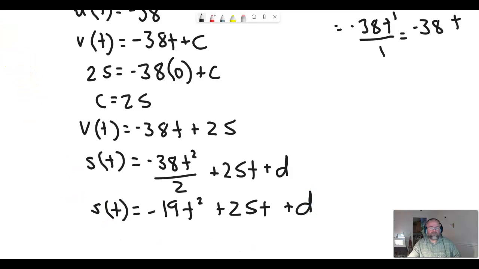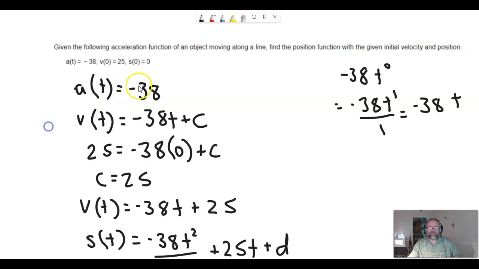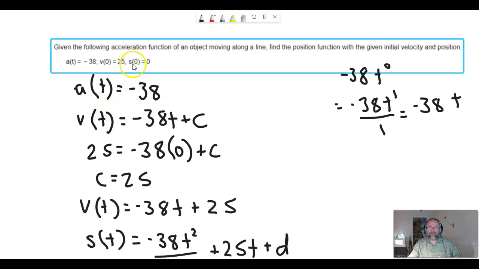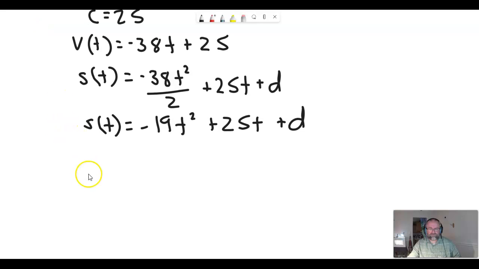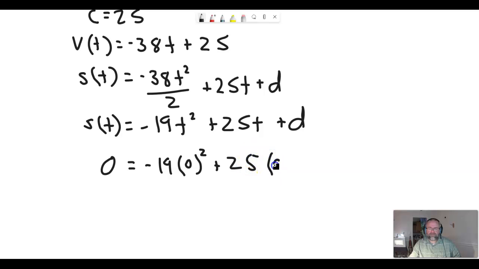All right, but again, they give us some information here. They say that the position function s evaluated at 0 is equal to 0. So I'm going to use that just like we did before. So s of 0 is going to give us 0 is equal to negative 19, and we put in a 0 for t squared, plus 25 times 0, plus d. And these two terms will cancel out, and I'm just going to get d is equal to 0.